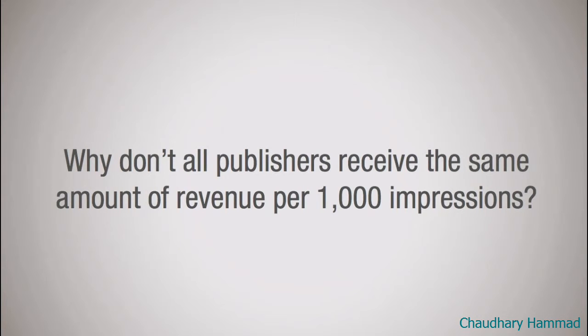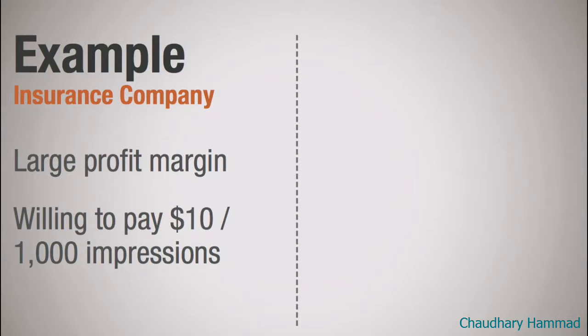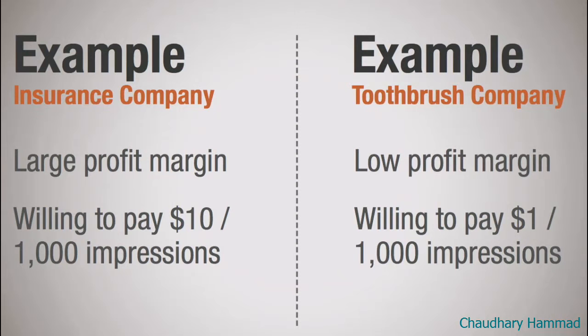The answer is because different advertisers are willing to pay different amounts depending on the topic and quality of the content on a website. For example, one ad network might include two different advertisers. One advertiser may be an insurance company looking to promote an insurance policy via an advertisement on a website, and the other advertiser might be a toothbrush company looking to promote a toothbrush. These two advertisers probably have very different business models, profit margins, and, in turn, advertising budgets and strategies. If the insurance company sells one insurance policy, they're probably making a pretty big profit and therefore can afford to pay more for an advertisement.